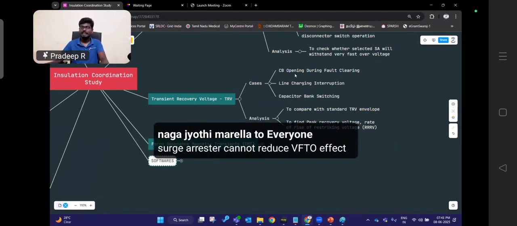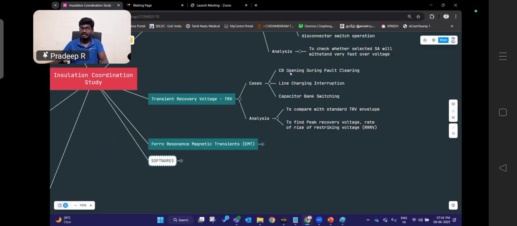Right? See here, in my cases, a circuit breaker opening during fault clearing. So when my fault is getting cleared, for example in any generator connected system, this will usually be done for my GCB only, the generator circuit breaker. Right? So when any fault is sensed and the circuit breaker is getting opened, it is actually clearing the fault, right? So during that, the restrike interruption will be studied in this transient recovery over voltage.